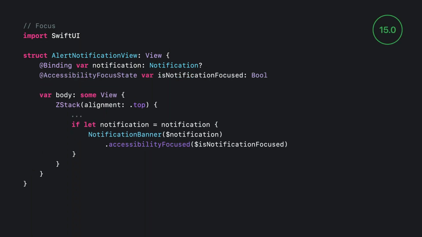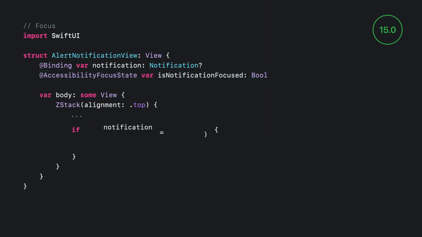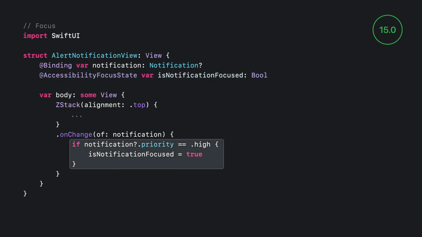Accessibility Focus State is a property wrapper that provides both a way of reading where an assistive technology is focused and requesting a programmatic focus change. I'll add one to my view and bind it to the notification banner with the Accessibility Focused modifier. Next, I'll use the onChange modifier to track when a new notification is received. Only when a high priority notification is received do we request Accessibility Focus to change.